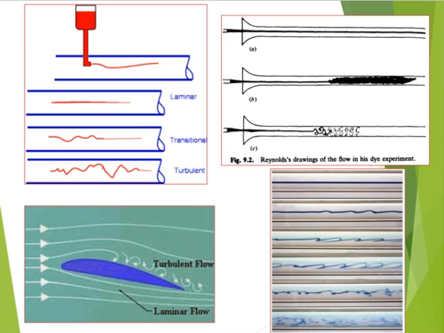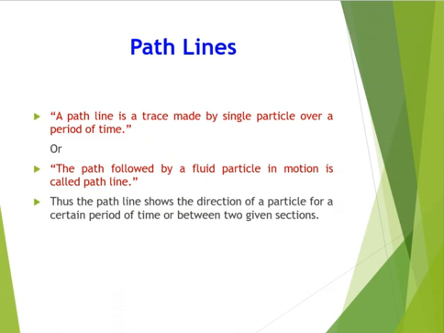And turbulent flow examples: high velocity flow in a conduit of large size. Nearly all fluid flow problems encountered in engineering practice have turbulent characteristics. So these laminar and turbulent flows will be discussed in detail in advanced fluid mechanics. There are some more terms which are to be defined, like path lines, streamlines, and streak lines.